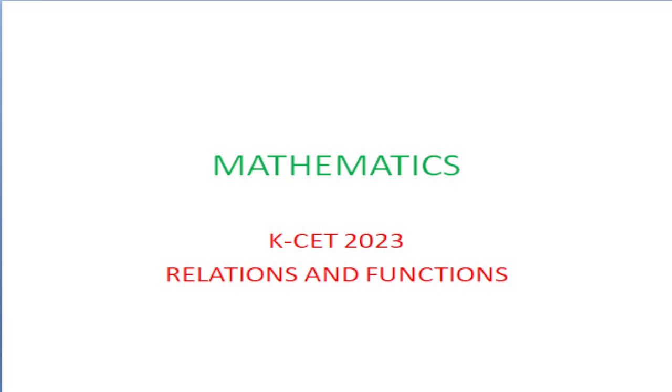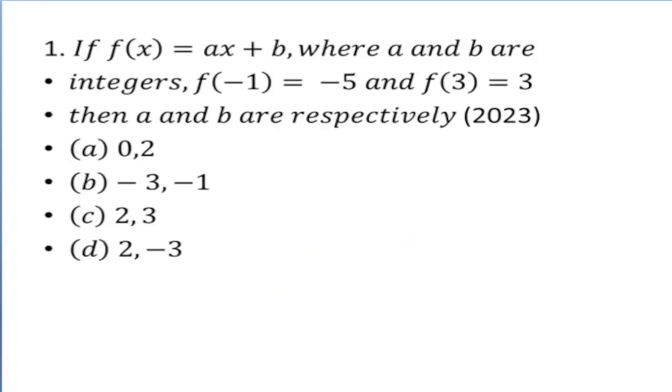In this question paper also there are 5 questions. Let's go one by one. The first question is, if f of x is equal to ax plus b, where a and b are integers and f of minus 1 is equal to minus 5, f of 3 is equal to 3.